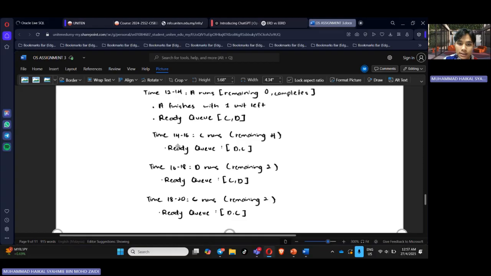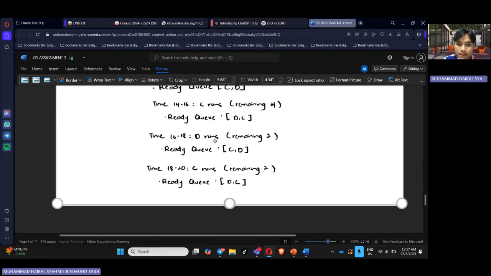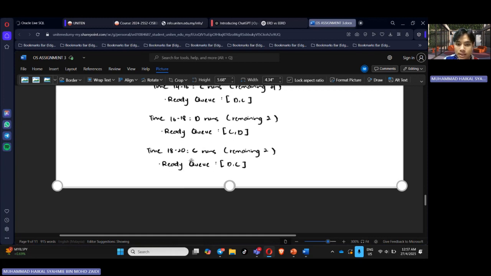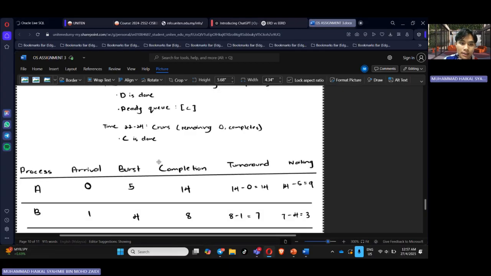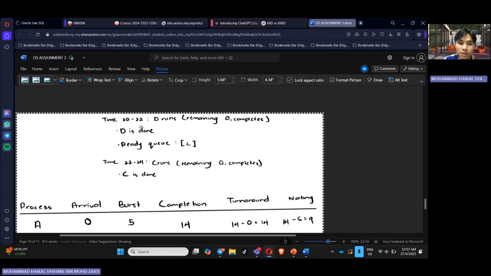So at time 4 until 16, C runs, and the remaining for C is 4, and C is queued behind D. At time 16 to 18, D runs, and the remaining for D is 2, and then D is queued behind C. At time 18 to 20, C runs, and the remaining is 2, and the ready queue is D, C. Then at time 20 until 22, D runs, and the remaining is 0.